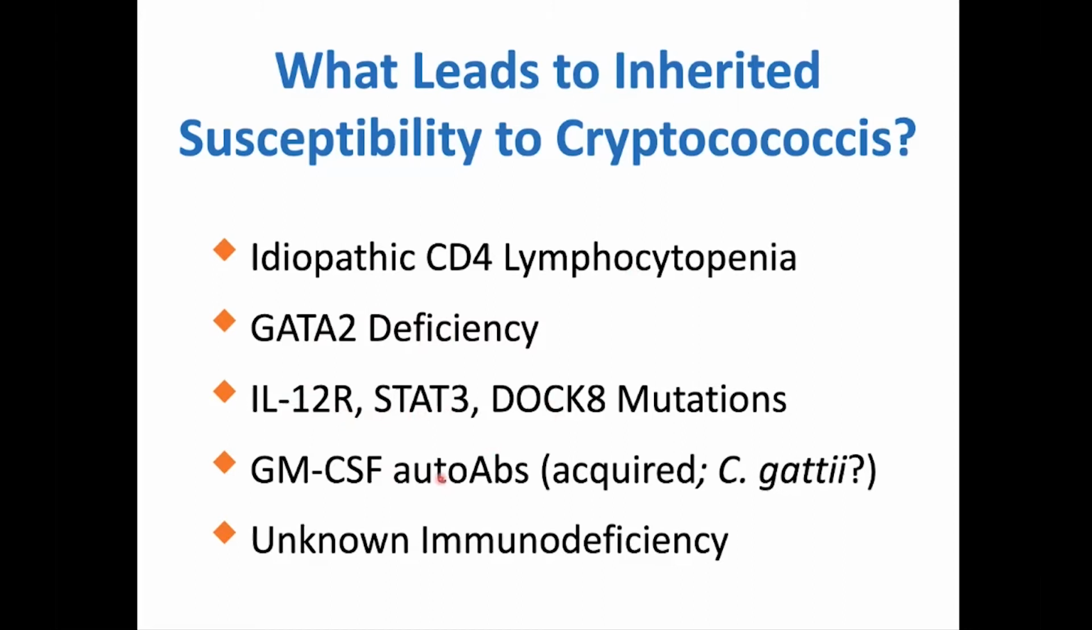I alluded to GM-CSF autoantibodies earlier. And what's particularly interesting, as opposed to Cryptococcus neoformans, which is the most common cause of cryptococcosis, those appear in certain studies to particularly predispose to infections with Cryptococcus gattii, which is particularly prevalent in the west of the United States, as well as unknown immunodeficiency patients who do not fit yet a certain genetic paradigm with regards to why cryptococcosis happens.